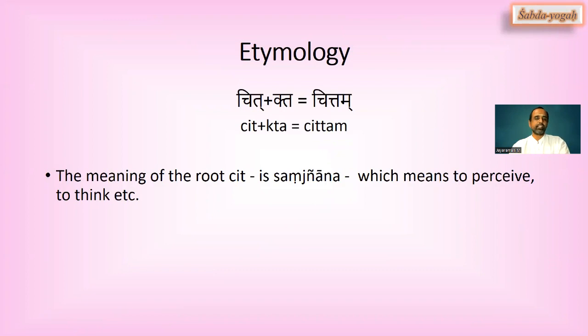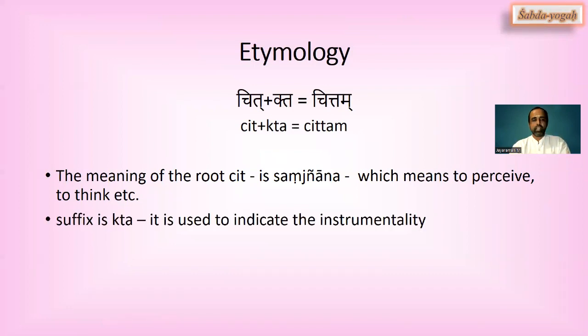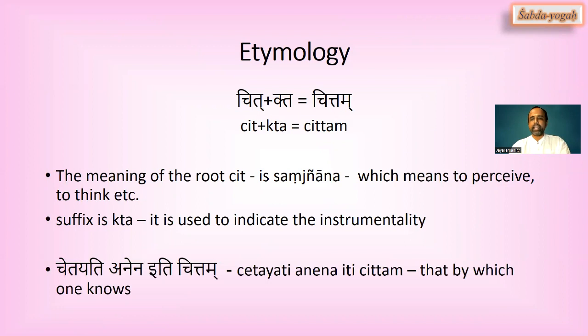The meaning of the root is citi saṃjñāne. Saṃjñāna is the meaning, which means to perceive, to think. So that's the root word cit. And then the suffix kta is used to indicate instrumentality, so that by which we perceive or we think.